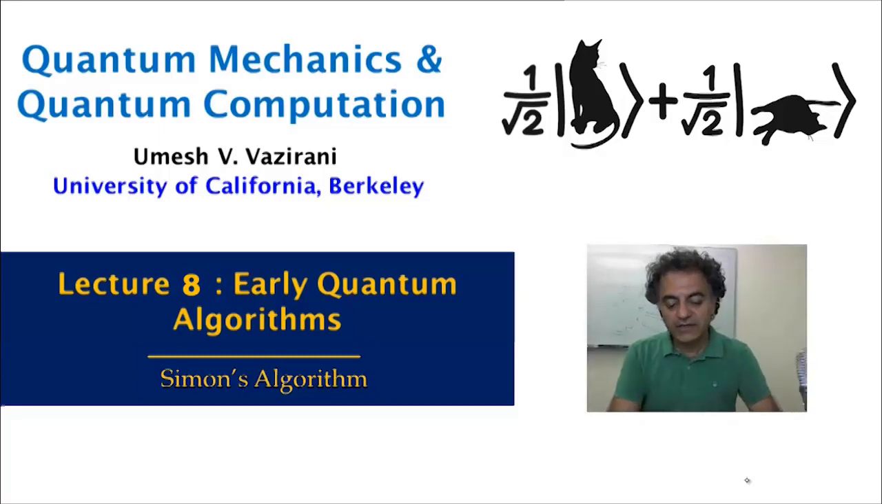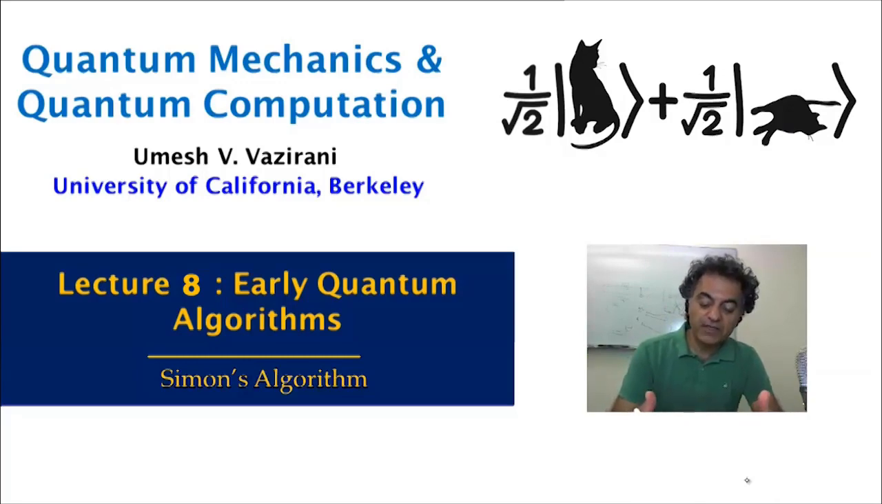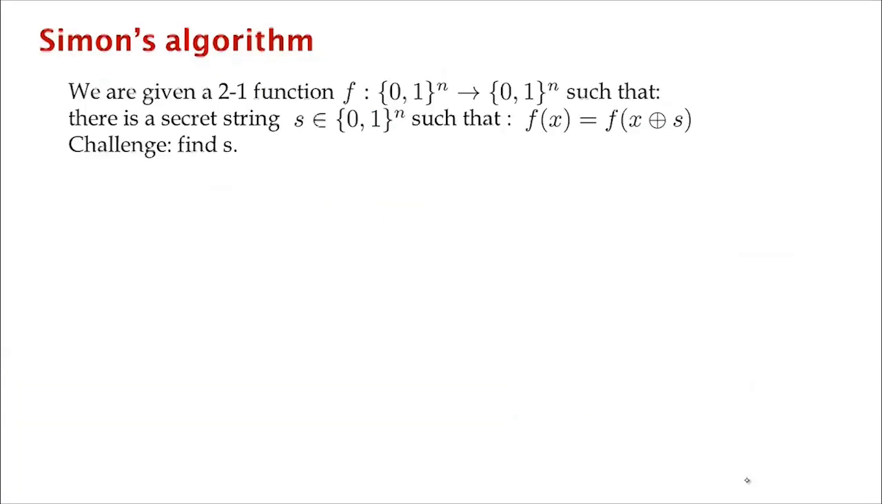Okay, so in this video, I'm going to describe Simon's algorithm, which includes a new way of setting up a quantum state, which we are going to perform Fourier sampling on, in such a way that it gives us an exponential speed up over any classical algorithm. Here's the problem that we are going to be solving.